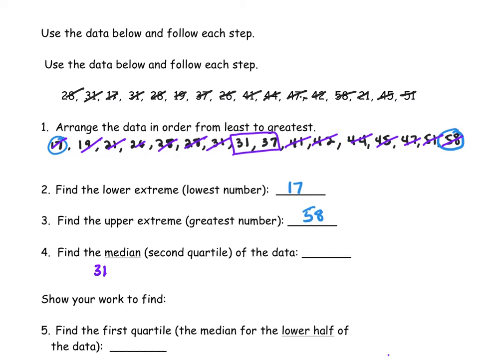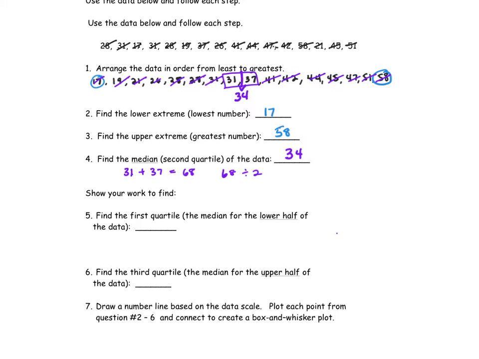And so we can either use our logic, or if I added these two numbers together, we would get 68. And then we'd take 68 and divide it by 2, divide that in half. And so our median is 34. And if you look at it, it makes sense. If I add 3 to 31, I get 34. And if I take away 3 from 37, I also get 34. So 34 splits this data in half.